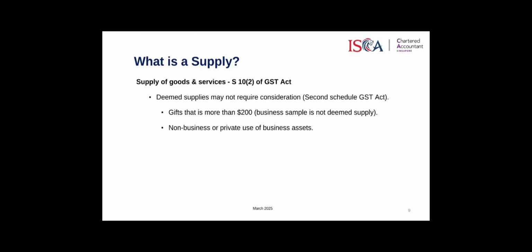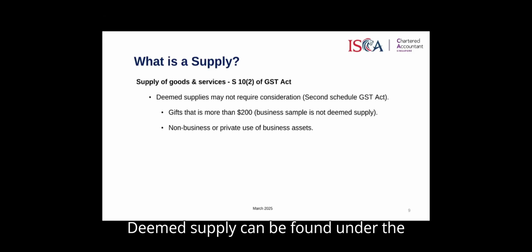Next, deemed supplies would be a situation that does not require any consideration. Deemed supply can be found under the second schedule of the GST Act. Examples of a deemed supply include gifts that are more than 200 Singapore dollars in value provided in the course of furtherance of a business, or non-business and private use of business assets. The main difference between an actual supply and a deemed supply is that under a deemed supply situation, there is no need to establish the existence of a consideration.